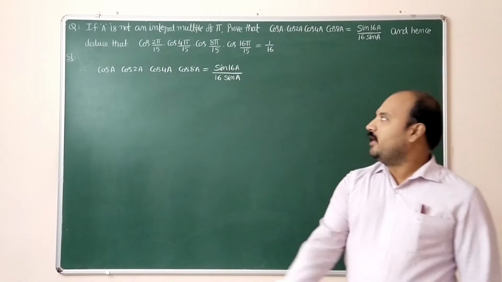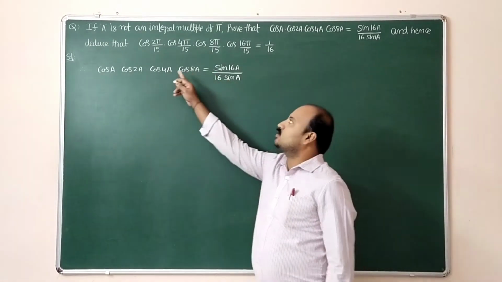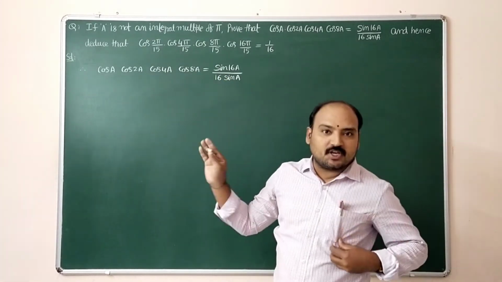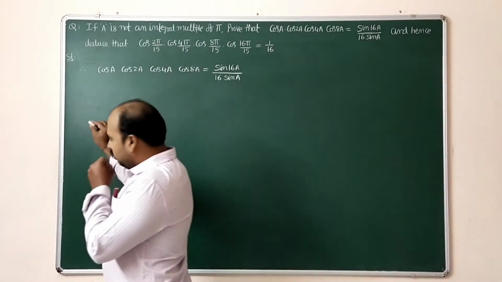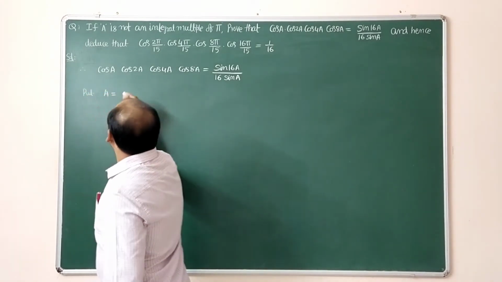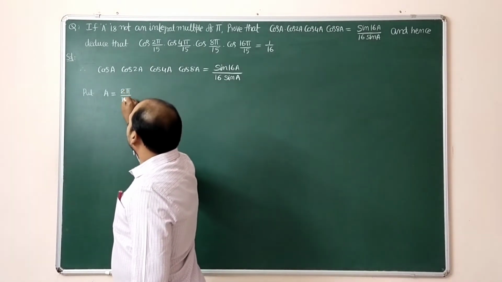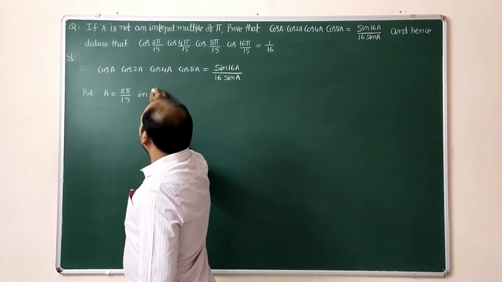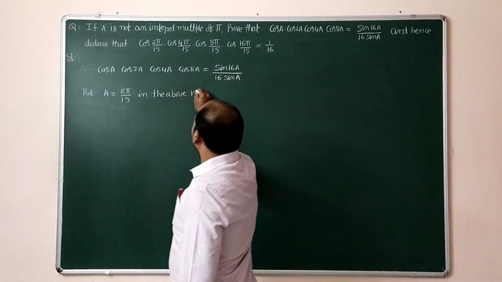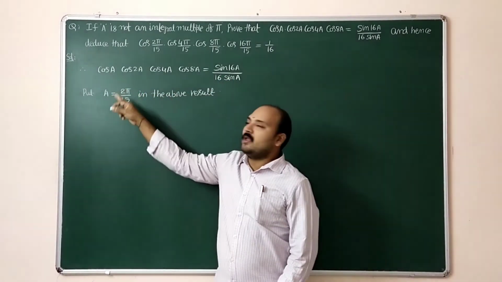After getting this proof, they are asking to prove cos 2 pi by 15, cos 4 pi by 15, cos 8 pi by 15, cos 16 pi by 15. Put A equal to 2 pi by 15 in the above result. Wherever A is there, write 2 pi by 15.